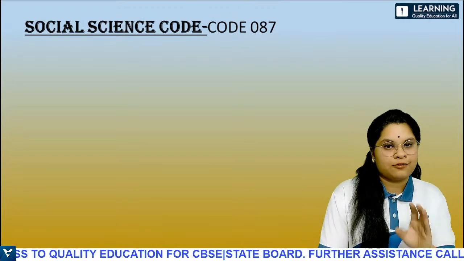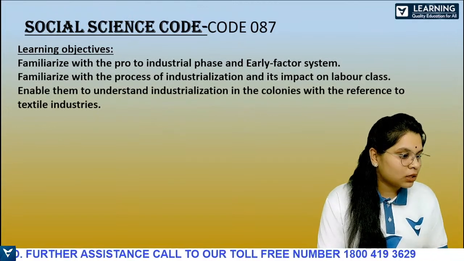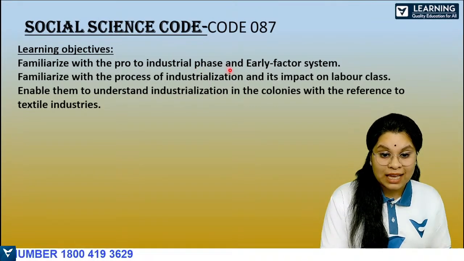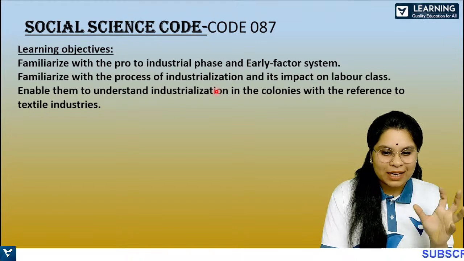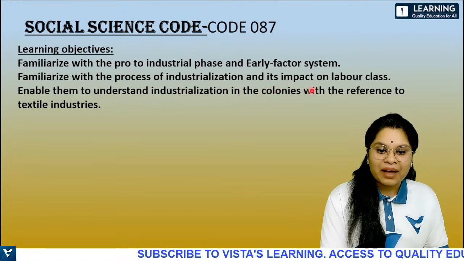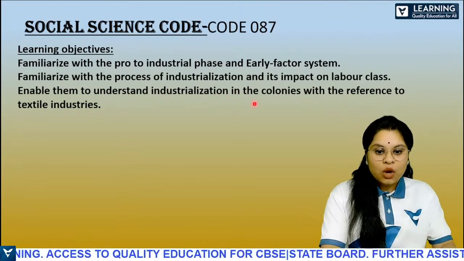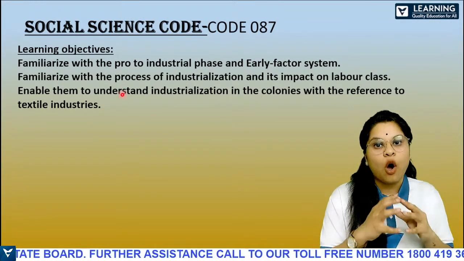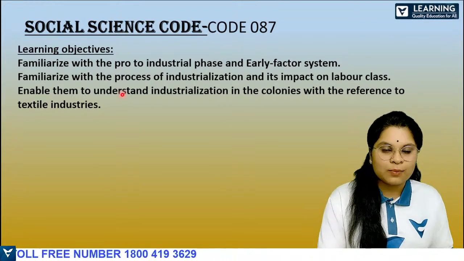And the learning objectives of the age of industrialization chapter are, we'll have to be familiarized with the proto-industrial phase and early factory system. All this they have given on your CBSE website, so you can get these learning objectives. Familiarize with the process of industrialization and its impact on the labor class, and enable them to understand industrialization in the colonies with reference to the textile industry. All these things are the learning objectives of this particular chapter, which the CBSE board has mentioned, right?